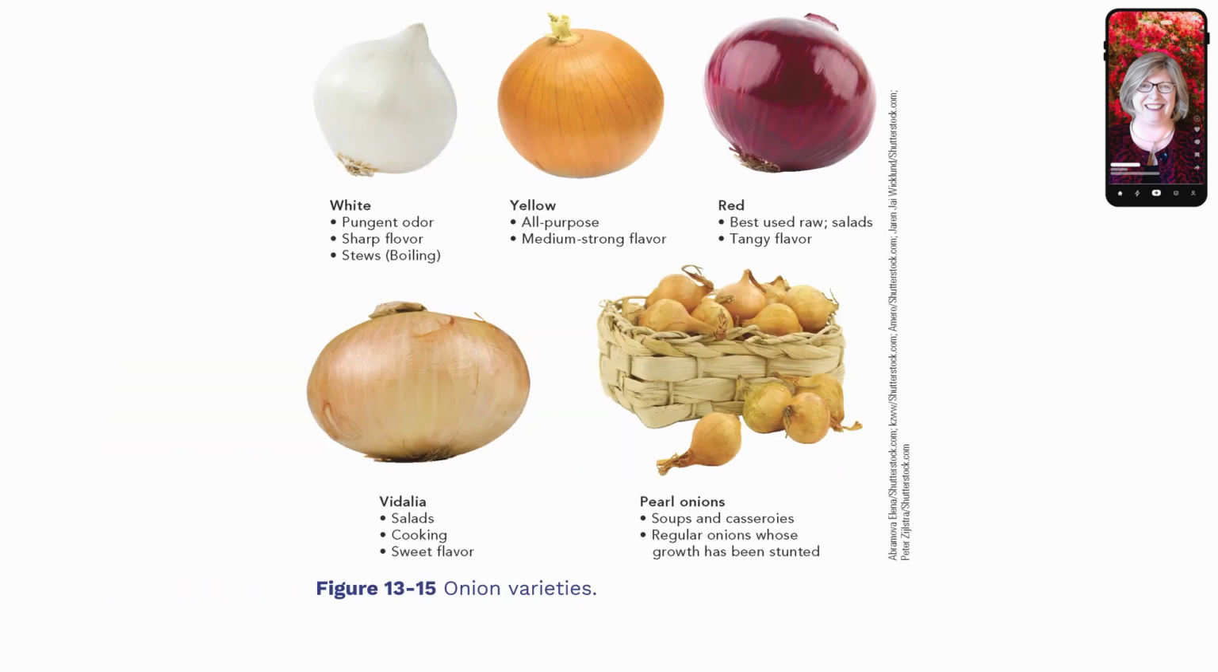Figure 13-15 shows some onion varieties. You may well know about these from your own cooking, but we have the white onion, the yellow all-purpose onion, the red onion, Vidalia onion, which has more of a sweet flavor, and pearl onions, which are used in soups and casseroles. These are regular onions whose growth has been stunted.